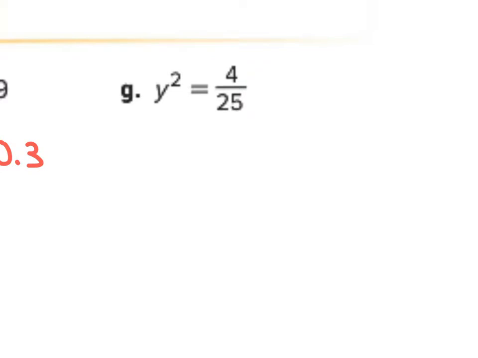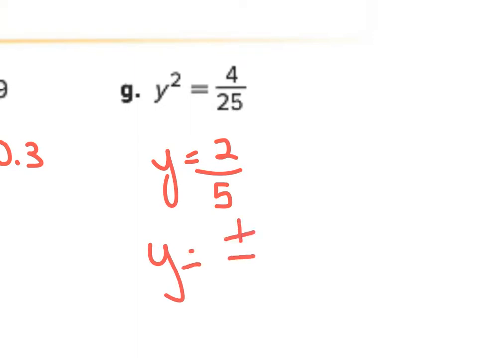G. For G, we have a fraction, so y multiplied into itself will give you 4 over 25. Well, I know that the square root of 4 is 2, and the square root of 25 is 5. So y must equal 2 over 5. But remember, it could also be negative. So it could be positive negative 2 over 5. So we express it like this, because it could be both positive or negative multiplied into itself. It would still give you this value.